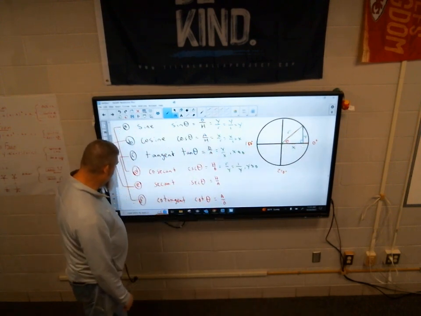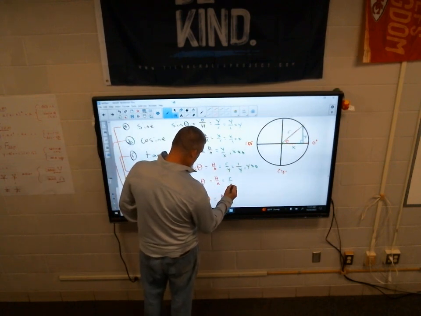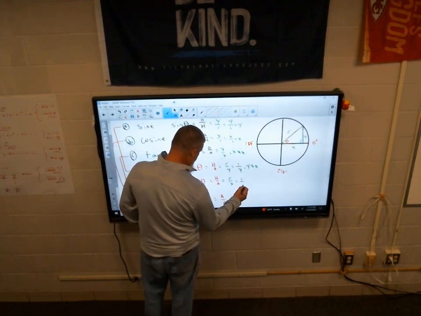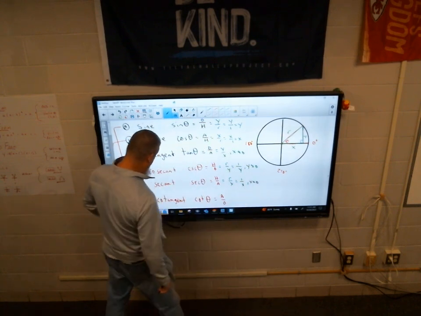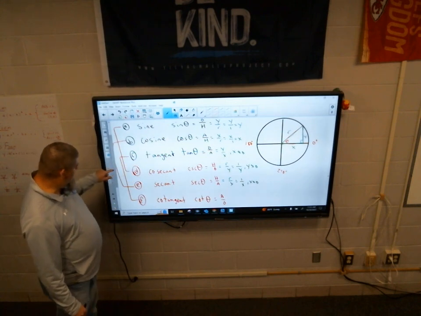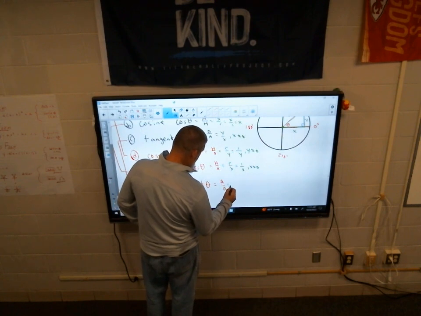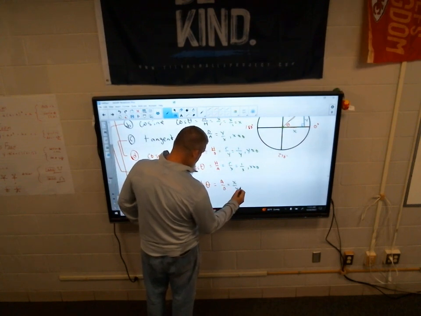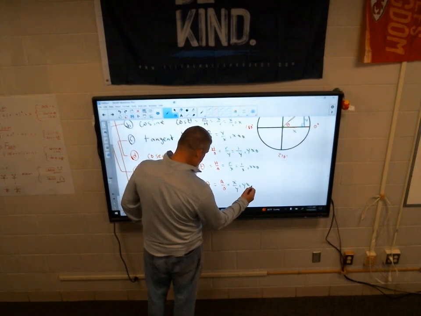All right, what about secant? R over X. You know where we're going with this? In a unit circle the radius is 1. X cannot be 0. So secant has the same problems the tangent has. And then cotangent is going to be X over Y, which simply means Y cannot be 0.